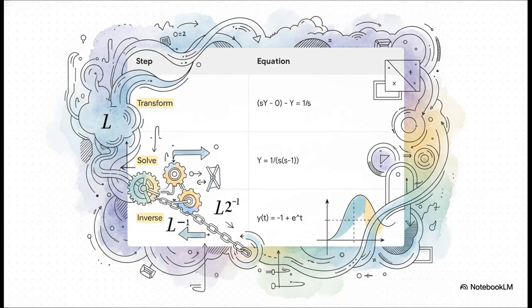Now for step 3, inverse. To get this back to the time world, we need to use a little trick called partial fraction decomposition. It lets us split that fraction into 2 simpler pieces. Once we do that, we can just look up each piece on our transform table and bam, we get the final answer, y of t equals negative 1 plus e to the t. And notice, no messing around with constants at the end.